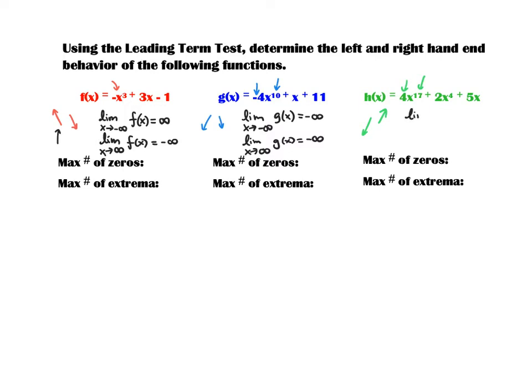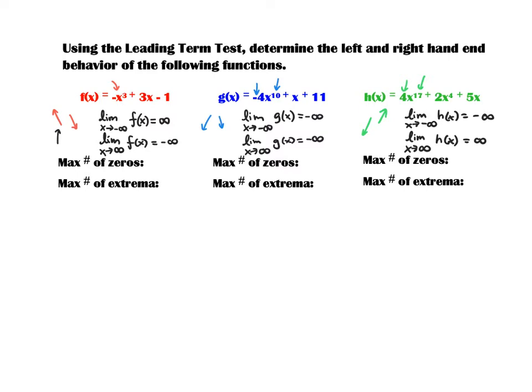Limit notation, limit as x goes to negative infinity of h of x going downward is negative infinity. Limit as x goes to the right or toward positive infinity of h of x would be up without bound. Okay, so let's go back to the red function for a second.